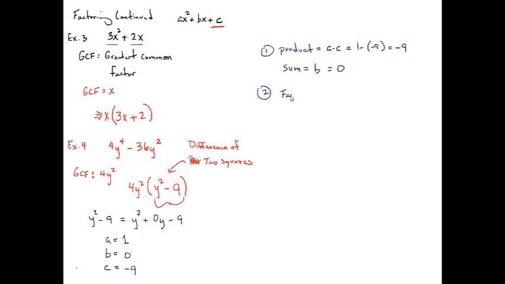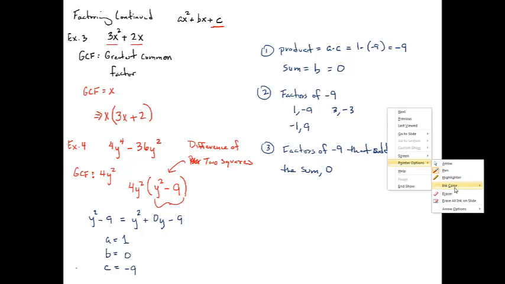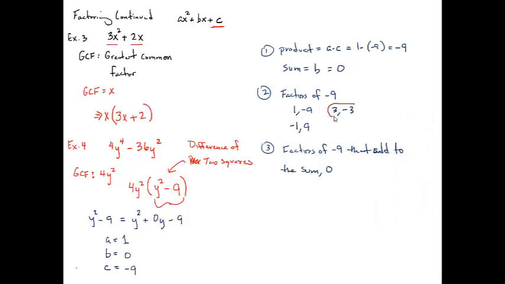Step 2, factors of negative 9. What are the factors of negative 9? Well, we have 1, negative 9, negative 1 and 9, 3, and negative 3. And that's it. Good. Third step, the factors of negative 9 that add to the sum, which was 0. So which of these factors will add to the sum of 0? Yes, 3 as well as negative 3. 3 times negative 3 is negative 9. 3 plus negative 3 is 0.